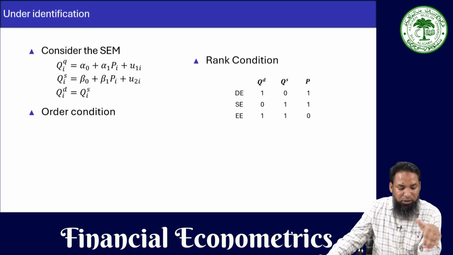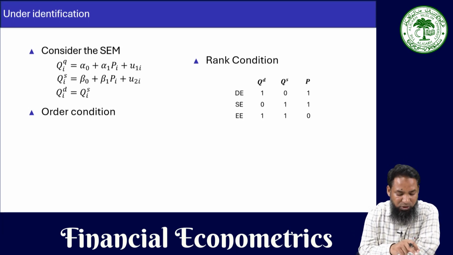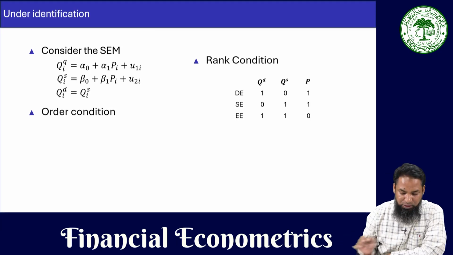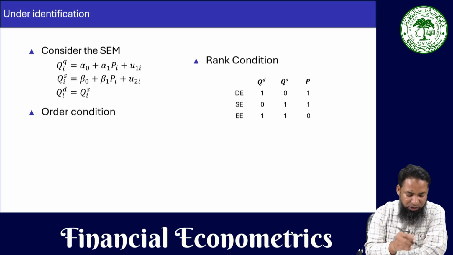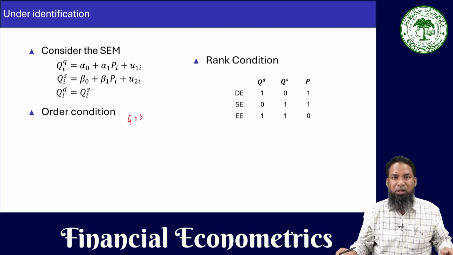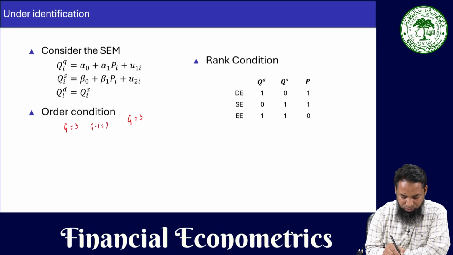Now what about under identification? Let us consider here the simultaneous equation model, again with the rank condition. So what is the order condition we have here? The number of endogenous variables, how many do we have? We have 1, 2, 3. So we have 3 endogenous variables, that is g is equal to 3 here. Now what is g minus 1? So g minus 1 is equal to 2.